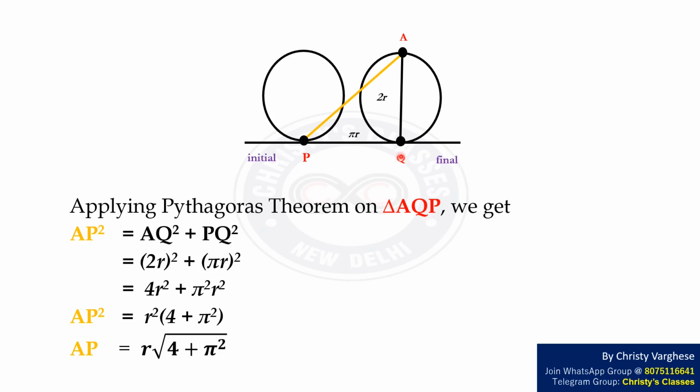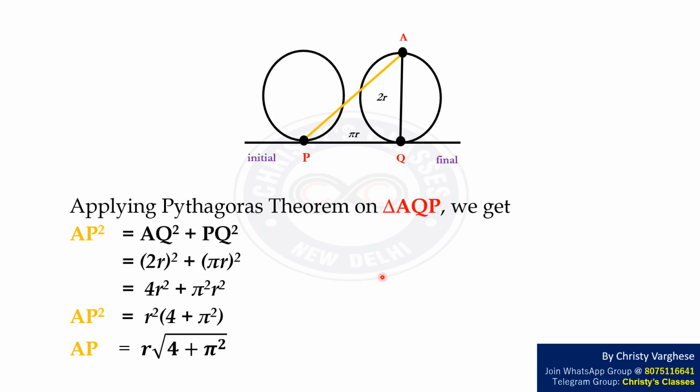It tells that in a right triangle, the hypotenuse square equals base square plus altitude square. Applying the Pythagoras theorem on triangle AQP, we get hypotenuse square equals base square plus altitude square. That is AP square equals AQ square plus PQ square.